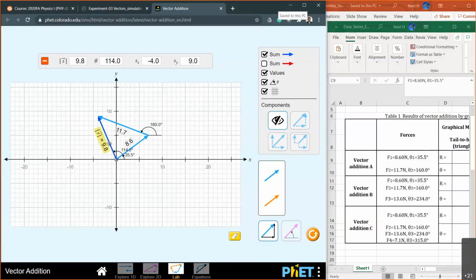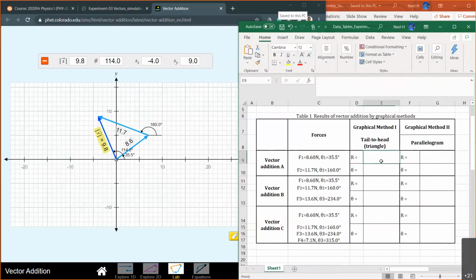Okay, so that's easy actually, nothing much to do in that case. So all you have to do now is write down the resultant vector we observe here. What we are observing is that the resultant vector is 9.8 Newton, and the angle theta is 114 degrees, right?